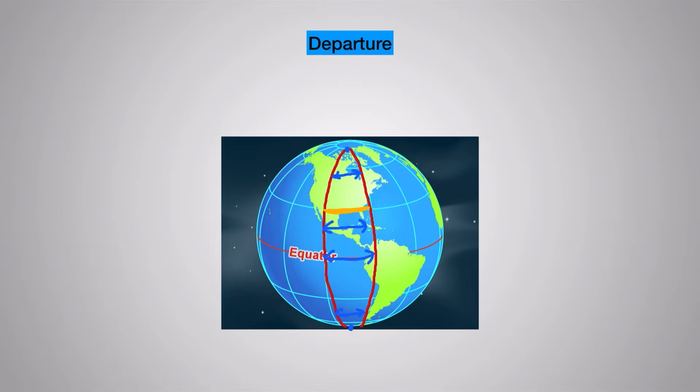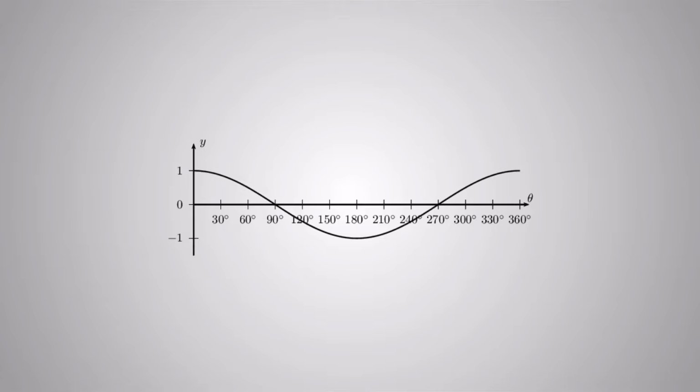Okay, so the departure is maximum at the equator and minimum or 0 at the poles. So just by looking at this trend, we can say that the departure follows a cosine function, which means that the departure is maximum at the equator, which is 0 degrees north-south latitude, and as the latitudes increase, the departure decreases and it becomes 0 at the poles, which is 90 degree north-south latitudes.